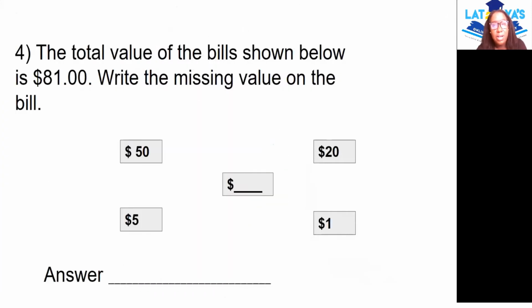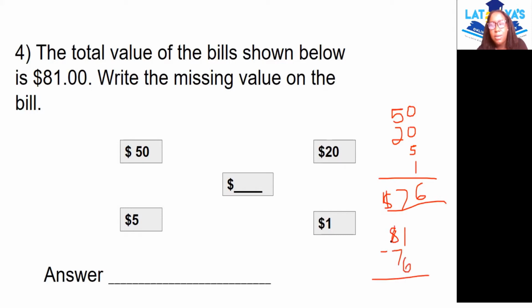Question number 4, the total value of the bills shown below is $81. Write the missing value on the bill. Now, a very easy question. All we need to do is add the bills that were given and simply subtract it from 81 to get our answer. So we have $50, $20, $5, and $1. And when we add this, we are getting a total of $76. To know what the missing bill is, we need to subtract. So 81 subtract 76 is going to give us 5. Good, so your missing bill is $5.